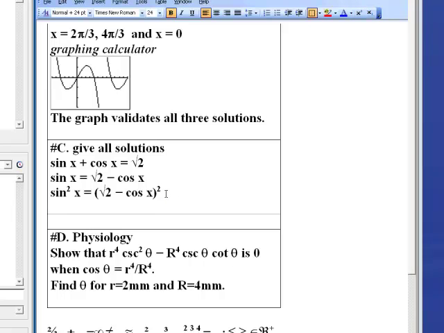Then on the right hand side, what we're going to get as we FOIL this, of course, is a 2 here. Then we're going to get a 2, minus 2 times the square root of 2 times cosine x. I like to take that square root along. Plus cosine squared of x.